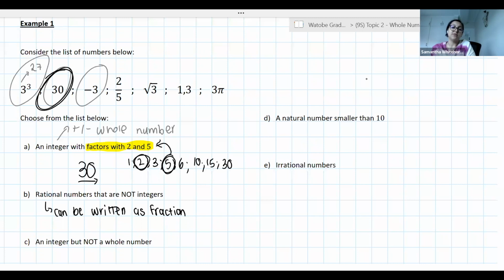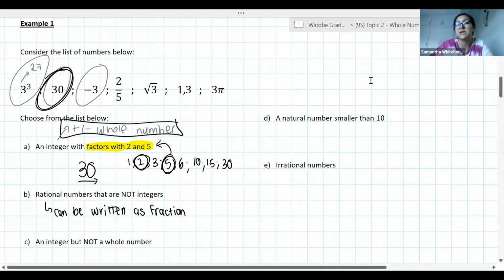And so what it's asking for here is a rational number, so a number that can be written as a fraction, but a rational number that is not an integer. So we don't want any positive or negative whole numbers, because that's what we said an integer was. So Mpumelelo, do you want to try this one for us?